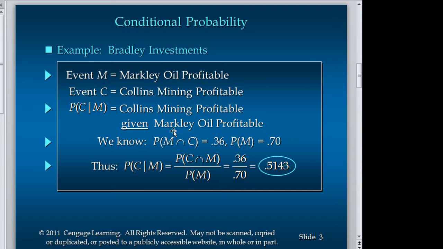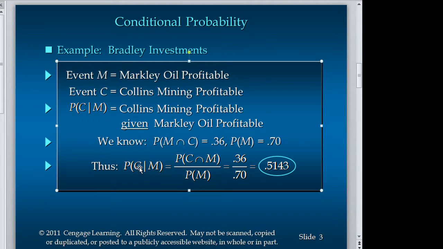So let's say what you are trying to figure out is this part right there. You're trying to figure out the probability of C. What was the C case? The coal mining profitable case. But you want to figure out not just the coal mining profitable case, you have a condition. What's the condition? The Markedly Oil must be profitable too, right? Given that Markedly Oil is profitable, you want the probability of coal mining profitable. So you have this given probability, and that's the formula.